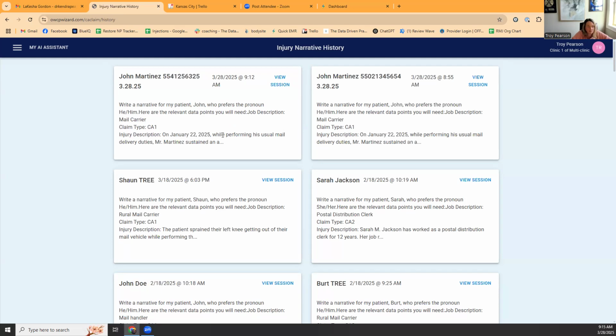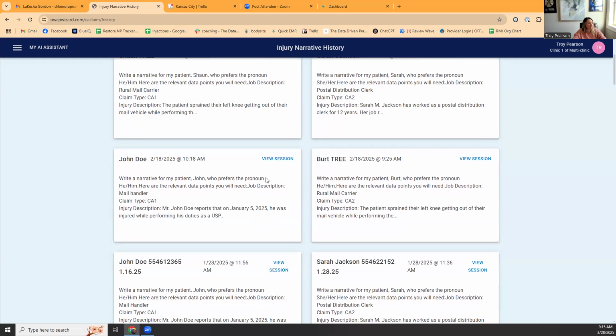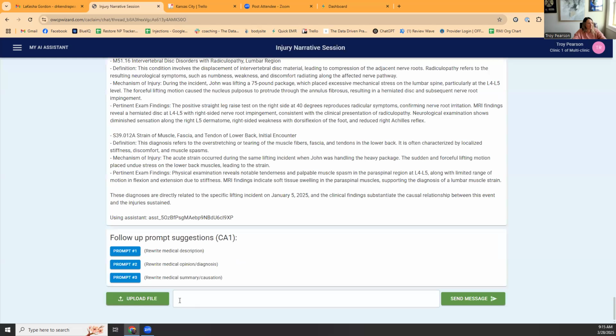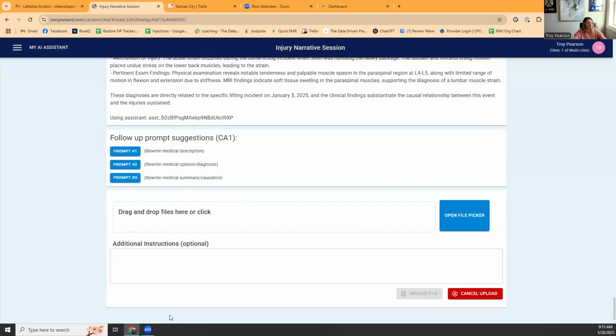And you get that denial letter, patient brings it in, and you need to write a reconsideration. Well, you can just go back to any narrative that was written, and you just go down to the bottom. And what's cool is you can hit upload file, and you can upload that letter from DOL with all the information that they're requesting that you address in your reconsideration. And you can write, will you write me a reconsideration request and address the information in this letter.